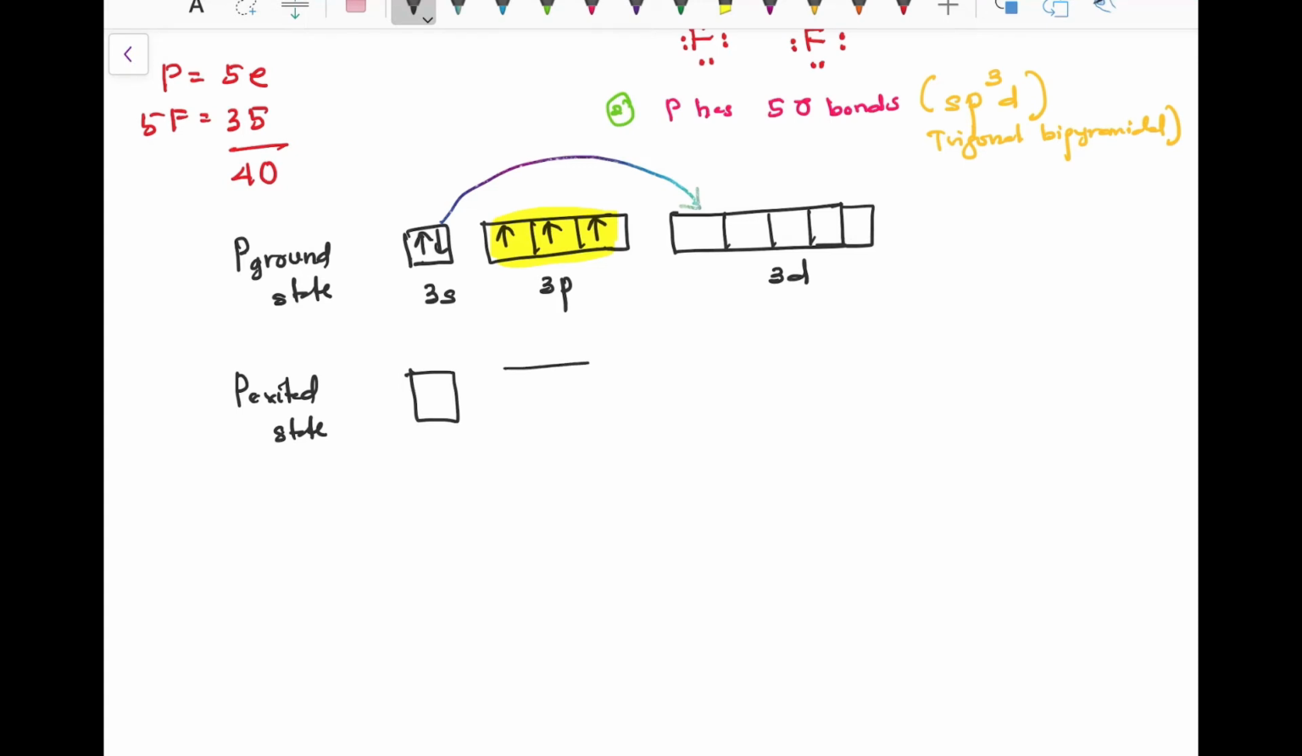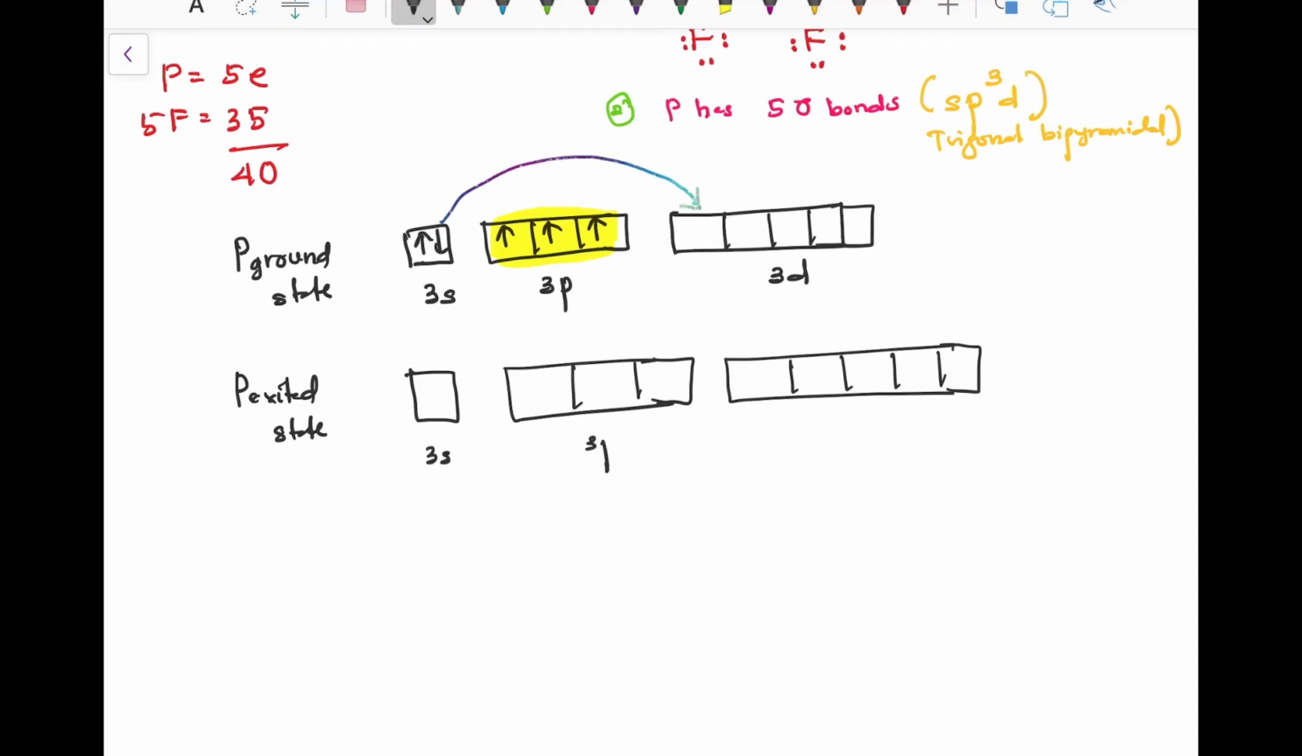Which is 3s, 3p, 3d. Now it becomes half filled and one electron is here. Okay, and then we can blend it together, or we can hybridize. So we will blend this together and it will form a set of orbitals with the same energy level.